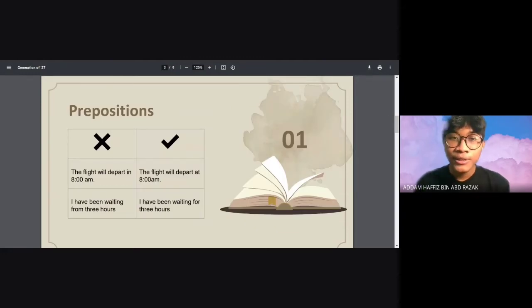So let's take a look at the first one, which is prepositions. A preposition is a word or a group of words that are used before a noun, pronoun, or noun phrase to show direction, time, place, location, etc. Examples of prepositions are words like in, at, on, of, to, and more. I will be explaining how to use prepositions of time because mistakes are mostly made in this area.